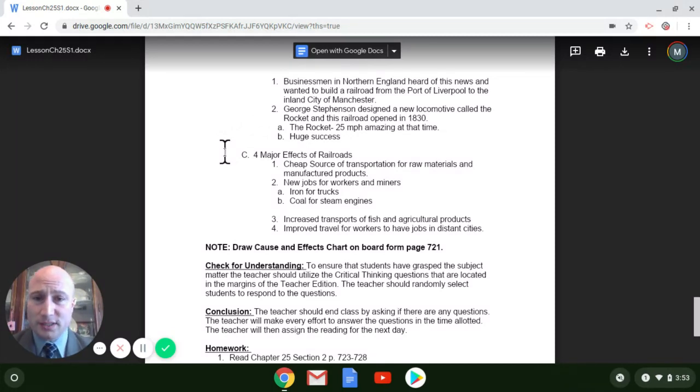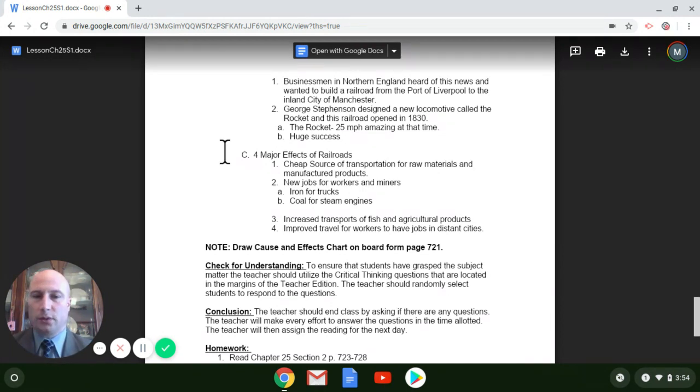Capital letter C to end the lesson is 4 major effects of the railroads. These are 4 very important points. This would be very valid for a short answer type of question. Number 1, it created a cheap source of transportation for what we call raw materials and then manufactured products which were made in factories. Point number 2, new jobs for workers and miners were available.